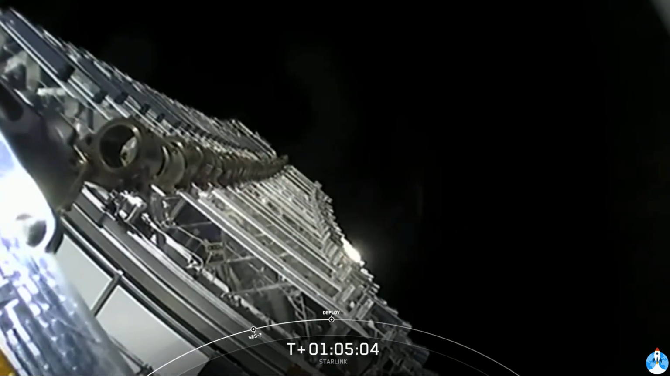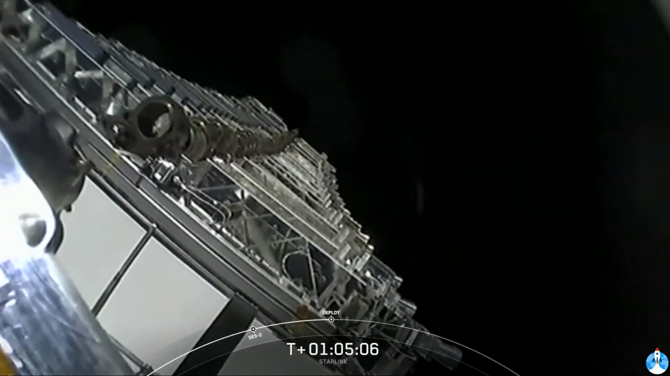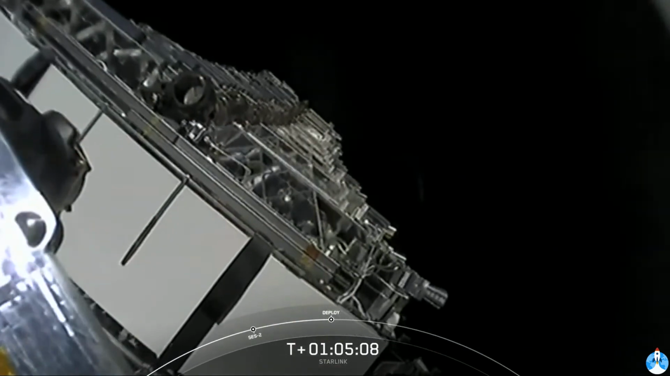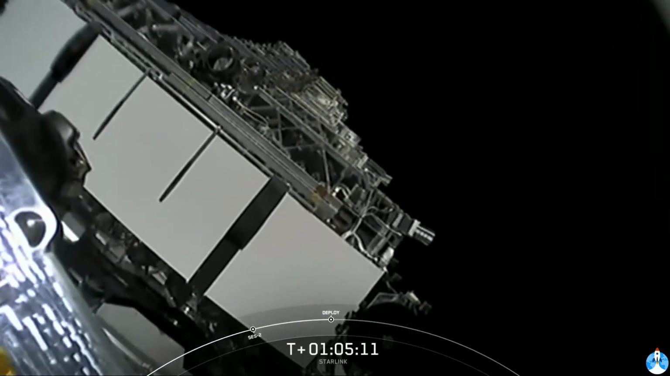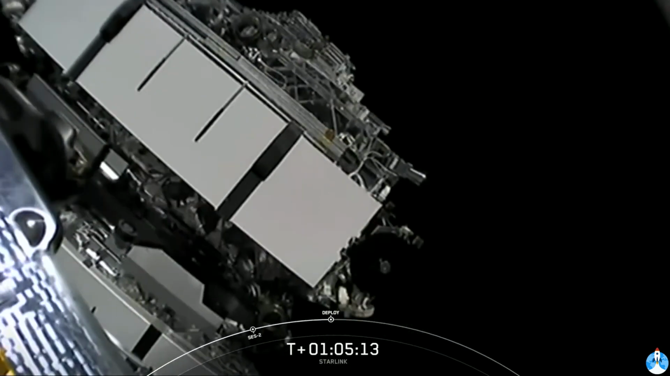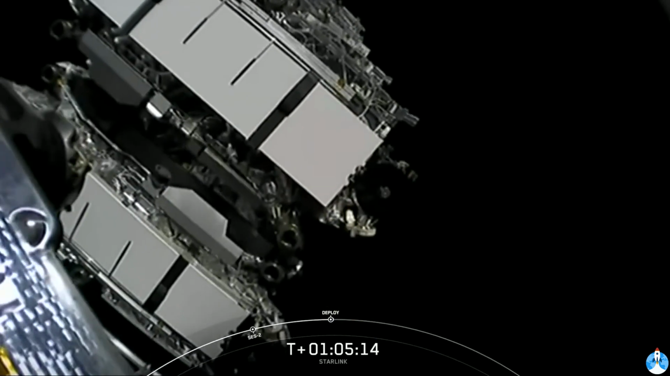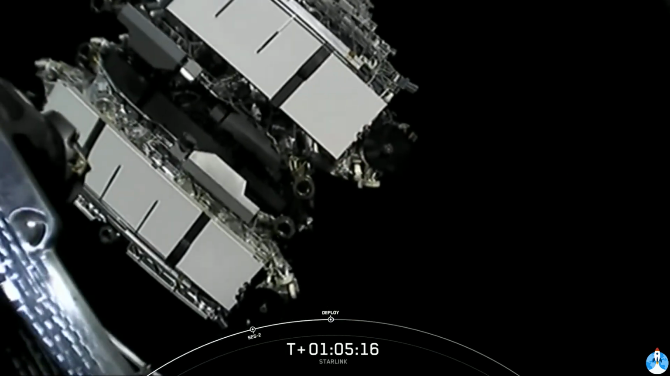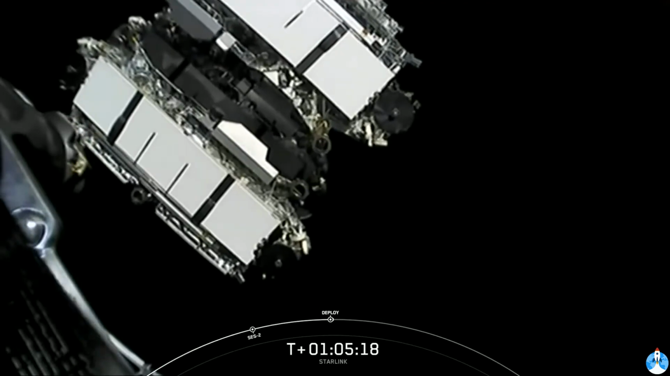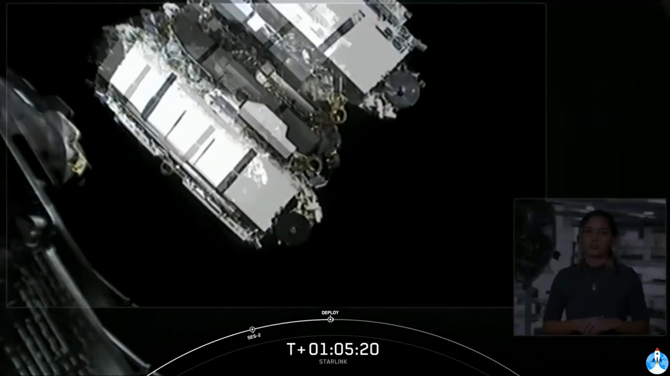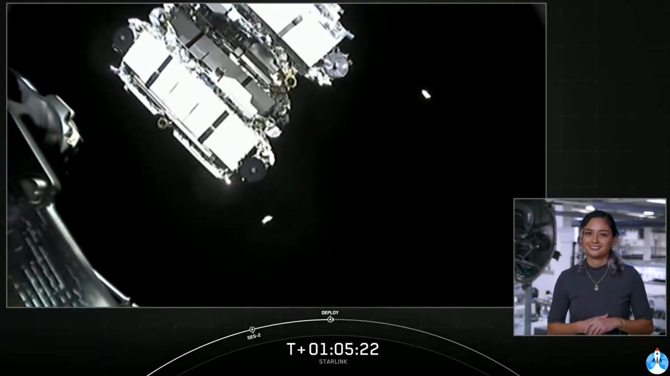Now you can see those Starlink satellites out in space drifting away from second stage. As a reminder, this is just their drop-off orbit. Shortly, they will deploy their solar array, and over the next few days and weeks, they will distance themselves from each other and use their onboard ion thrusters to make their way to their operational orbit.